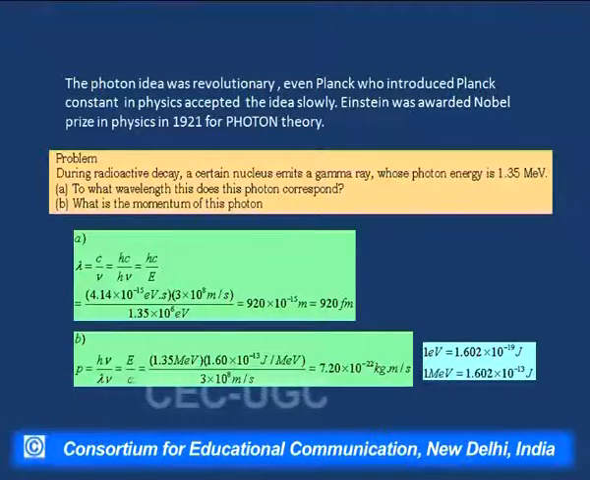In this way we can calculate the wavelength, and it comes out to be very small, 920 femtometer. In the same way we can write the momentum also. Momentum can be written as E by c, from the previous equation we have seen, and in the same way we write this energy in mega electron volt, then convert it into joules, and then we can get the momentum. So, this is a simple problem.